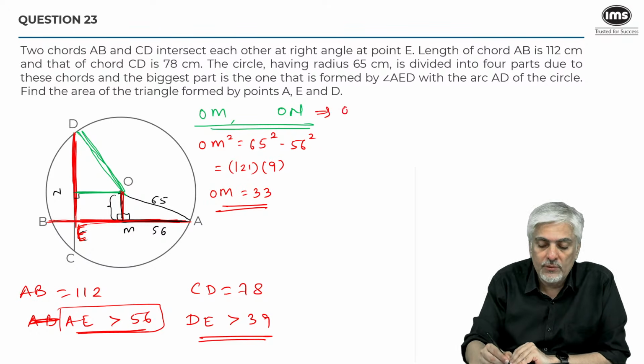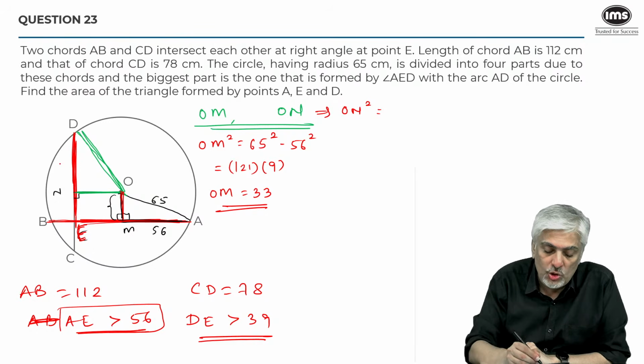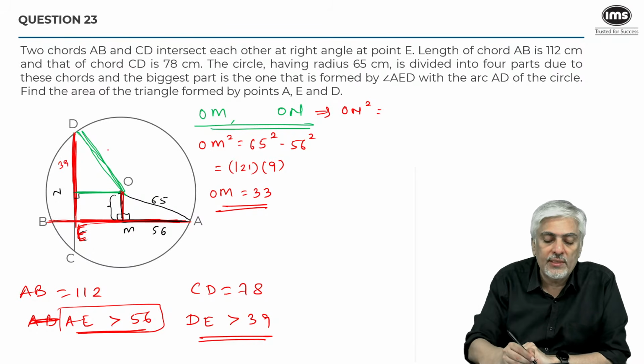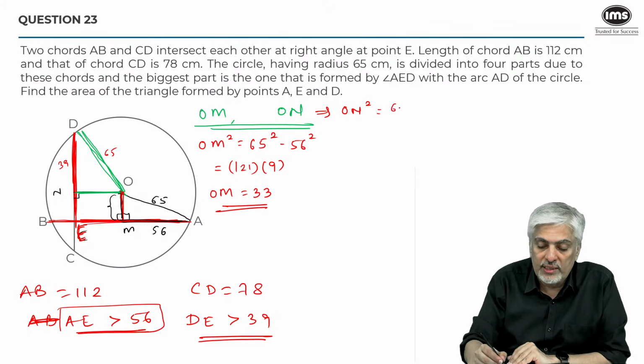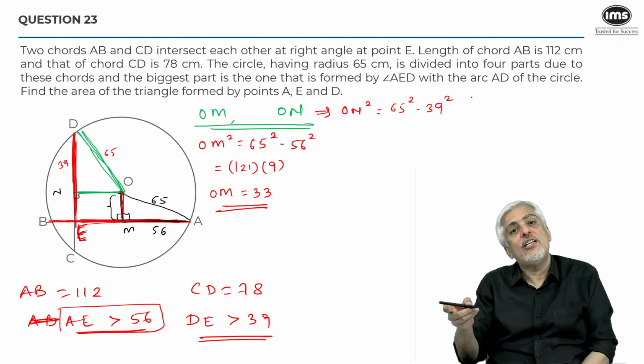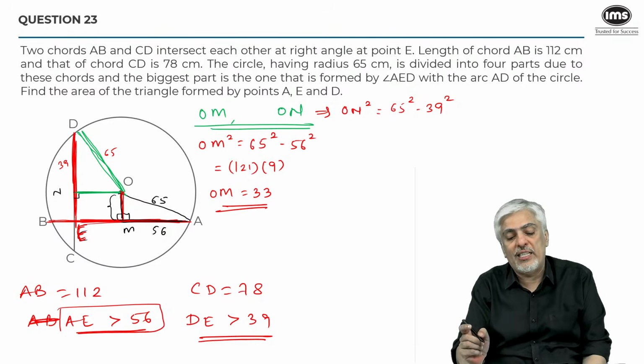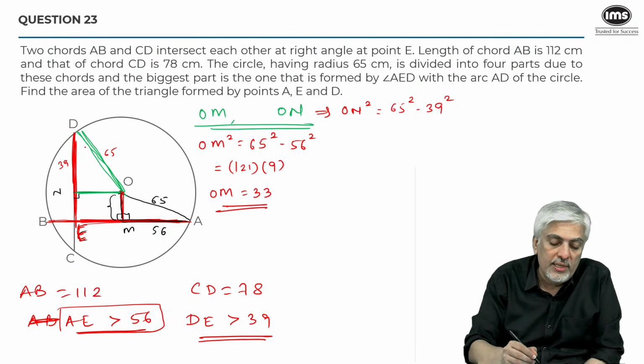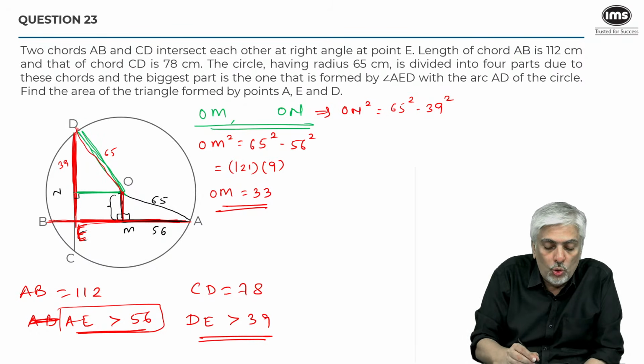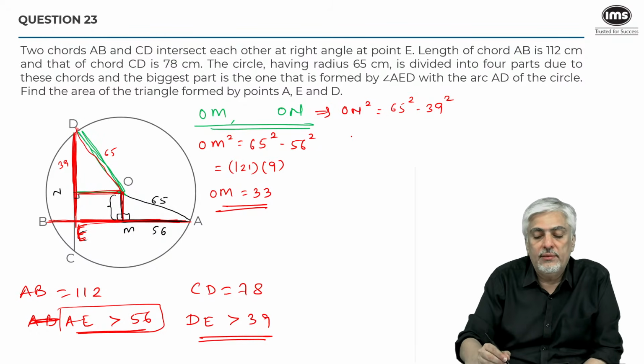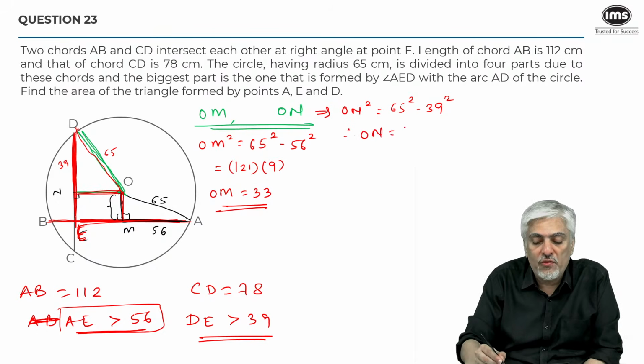ON square will be 65 square minus 39 square. This is 39. This is 65. So 65 square minus 39 square. Again, here I did not want you to use a plus b into a minus b. Here I wanted you to use that this is 13 5s are, 13 3s are. So ON has to be 13 4s are. Therefore, ON has to be 52.